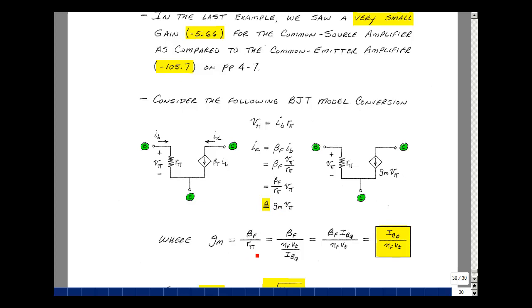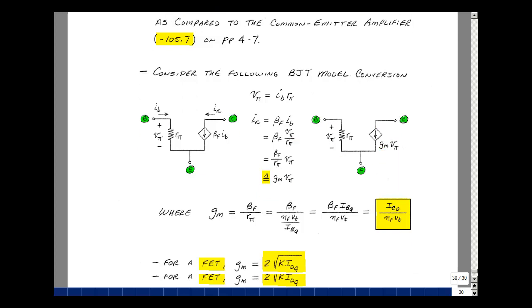G_M would be beta F over R pi, but R pi is eta V sub T over I sub B. Bring it up in the numerator, I get beta F I_B at the Q point over eta V sub T. And of course, this is my collector current at the Q point. So I'm relating G_M to the biasing current of my transistor. My model will be the same for R pi here, but now I'm going to have a controlled source that depends on the voltage here and not the current, but it does indirectly with these equations.